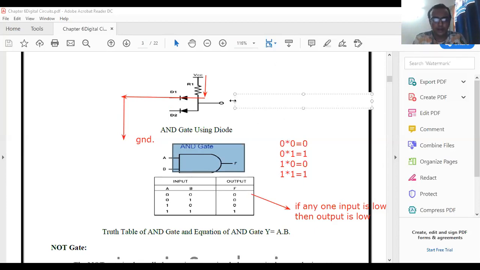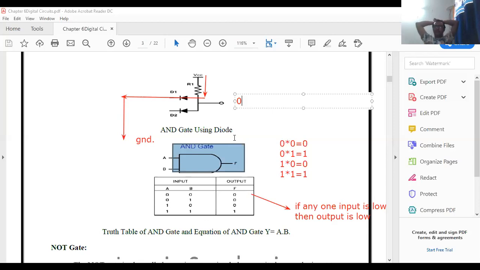For this particular case, similarly you are able to understand the other case. If we apply 0 0 here, then both currents flow like that. So here we cannot get output, so output is 0 volt. So it is known as the simple AND gate function.